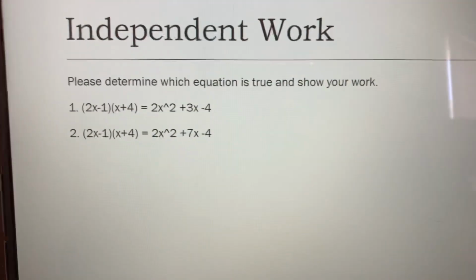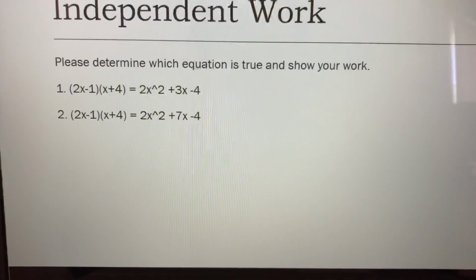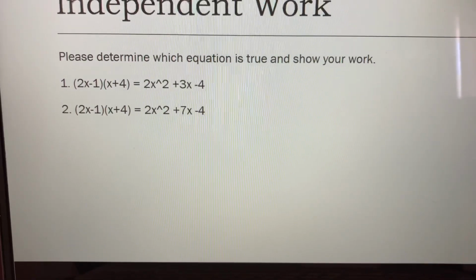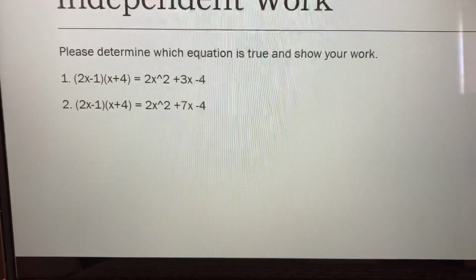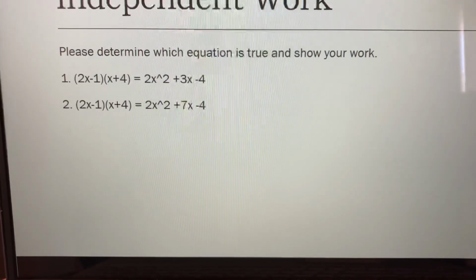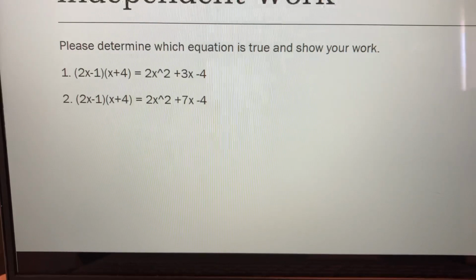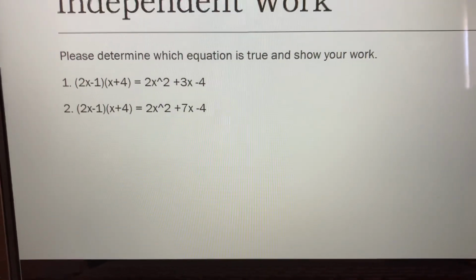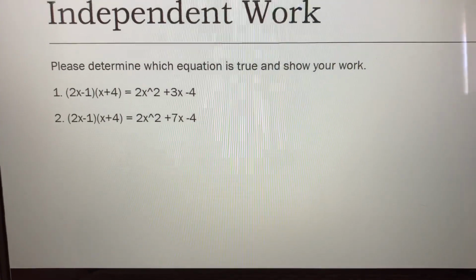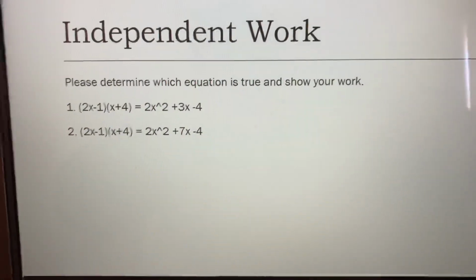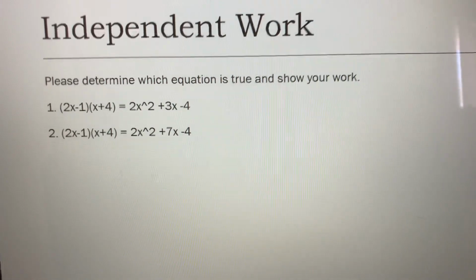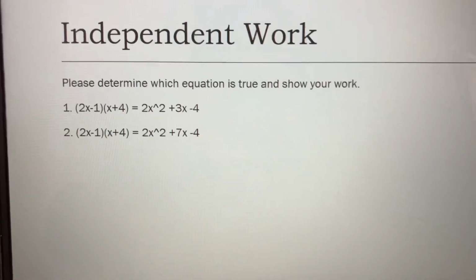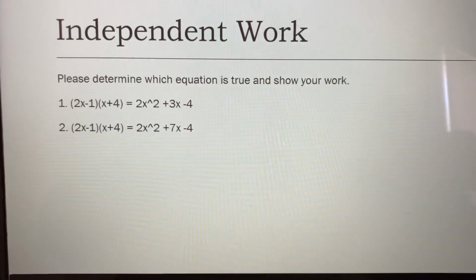So here I have the same starting binomials, 2x minus 1 times x plus 4, and we want to determine which of these equations is true. So you're going to be showing your work. You're going to be working through it. But we're going to be doing it together at the same time. Remember, we're practicing the FOIL method because these are two binomials. We can do the FOIL method: first, outer, inner, and last.